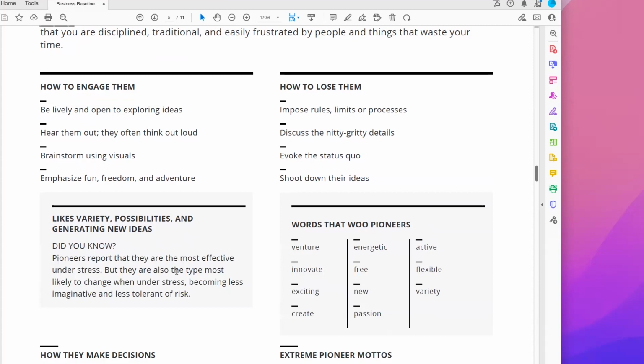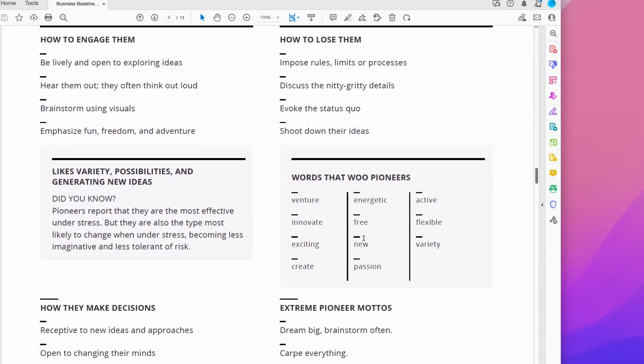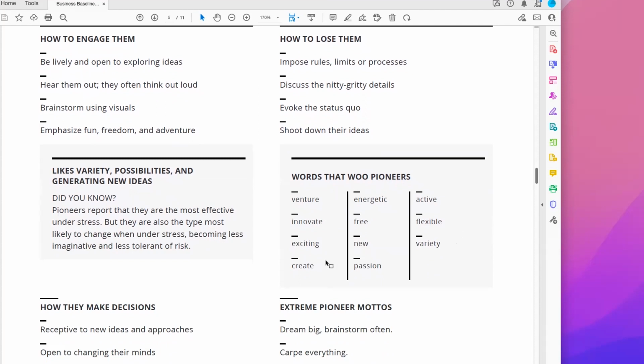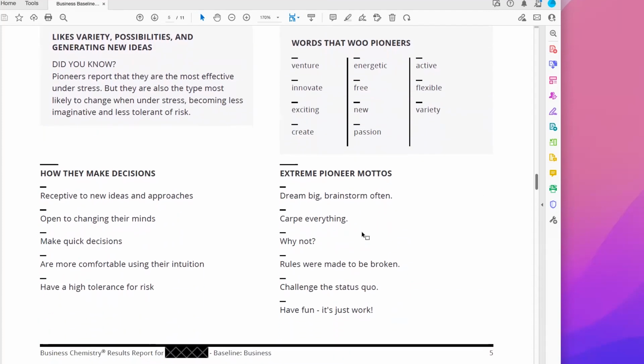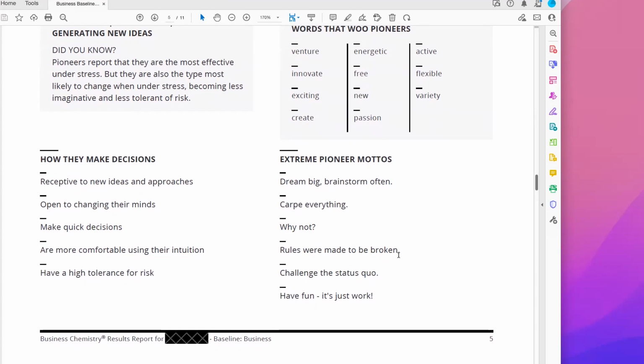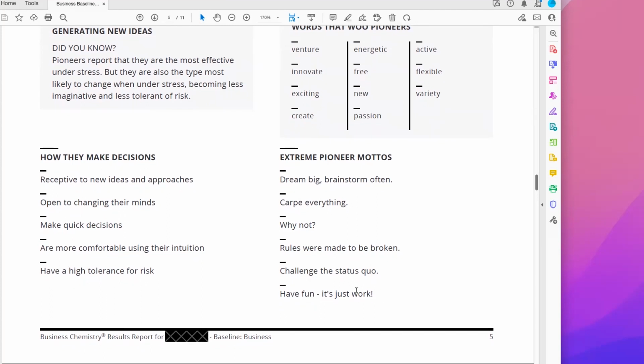Pioneers report that they are most effective under stress. That would parallel with our map as well, because where they plot is where perceived challenge is very high, but perceived ability is still less than the perceived challenge, but better than halfway there. Words that woo pioneers. So if I want to flirt with you, then these are the words that I'll use. Okay, how they make decisions. And their extreme pioneer mottos: dream big, brainstorm often, carpe everything, why not, rules were made to be broken, challenge the status quo, have fun, it's just work.